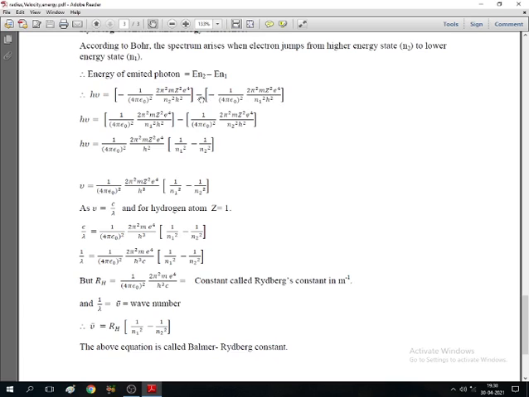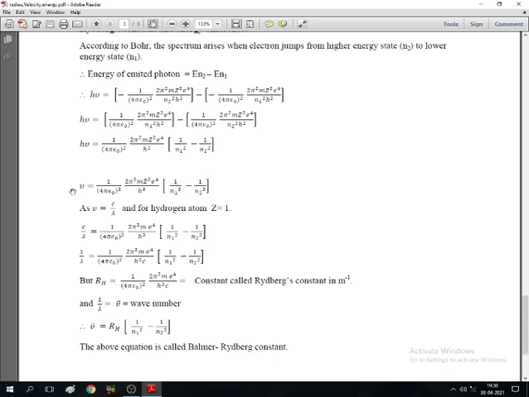Now this minus minus becomes plus, therefore it is written on this side. The term with minus minus becoming plus is taken here, and the minus term we have taken here. Whatever is common we took out of the bracket. In the bracket what remains is 1 upon n1 square minus 1 upon n2 square, right? Now rearrange it, transfer this h to the right side, therefore nu is equal to 1 upon 4 pi epsilon 0 square 2 pi square m z square e raised to power 4, and transferring this h to this side it becomes h cube, 1 upon n1 square minus 1 upon n2 square.